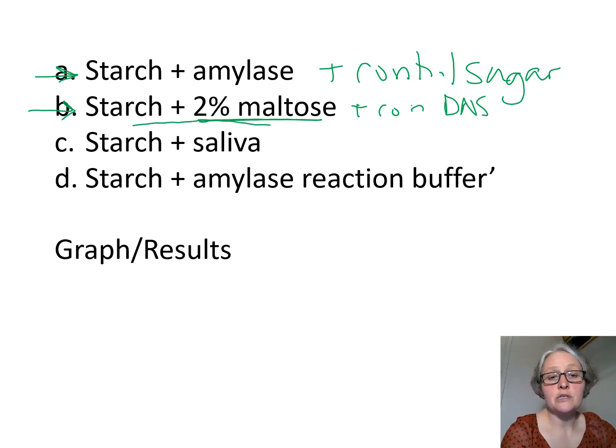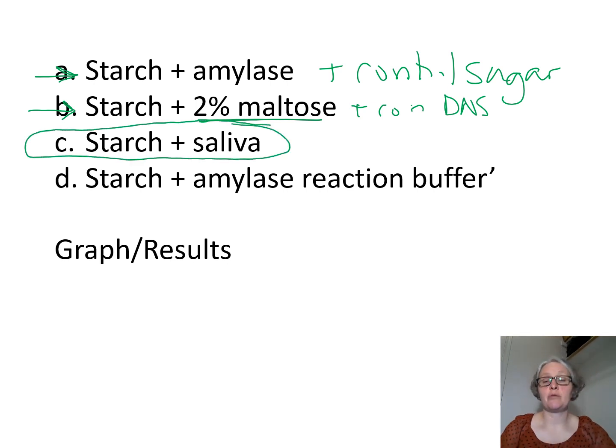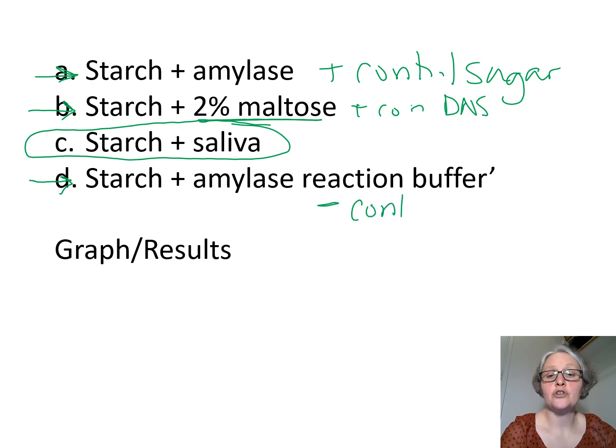The starch plus the saliva tube, this was our experimental condition. This was the experiment where we were trying to see what would happen. And then in your final condition, you had starch plus amylase reaction buffer. This was a negative control for sugar production. This was a place where I knew that no sugar should be produced.